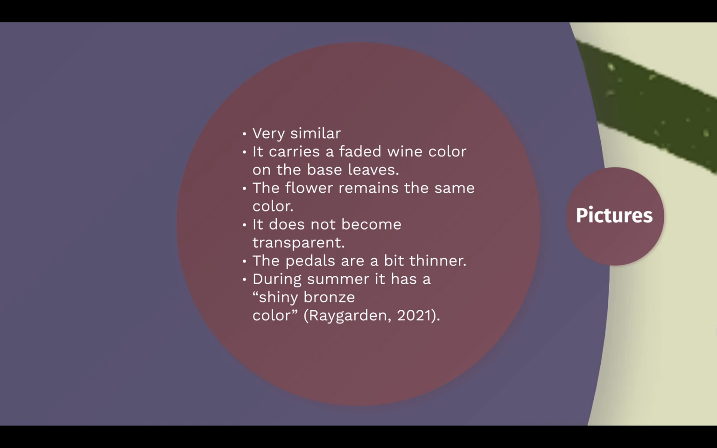Continuing on with the second genus, which is the Diphylleia sinensis, comparing it with the Diphylleia grayi, this is very similar and it carries a faded wine color on the base of the leaves. This flower remains the same color and it does not become transparent like the Diphylleia grayi does. The petals are a bit thinner, and during the summer it has a shiny bronze color to it, as stated by Ray Garden. And in the pictures you will be able to see a better illustration of this, as well as being able to compare it to the Diphylleia grayi.